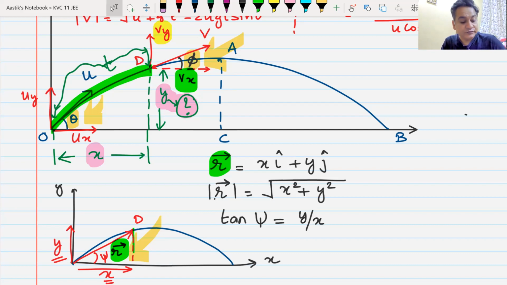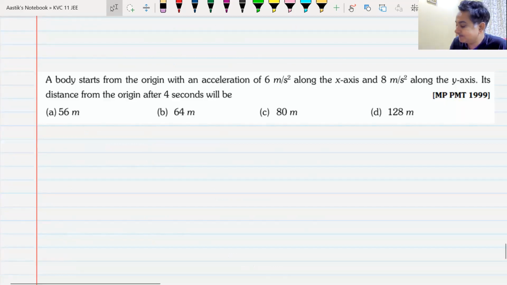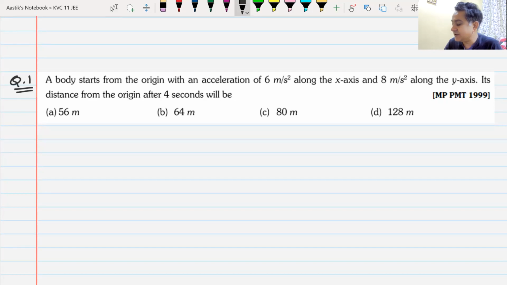Okay, let us then solve this question. Question number 1. You understand the concept? This should be easy. A body starts from origin with an acceleration of 6 meter per second square along x-axis and 8 meter per second square along y-axis. Starts, so that means initially it is at rest. Its distance from the origin after 4 seconds is.